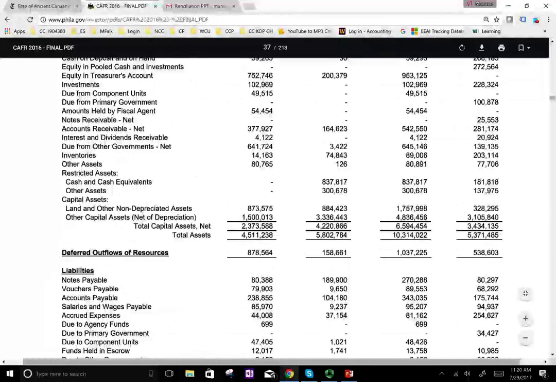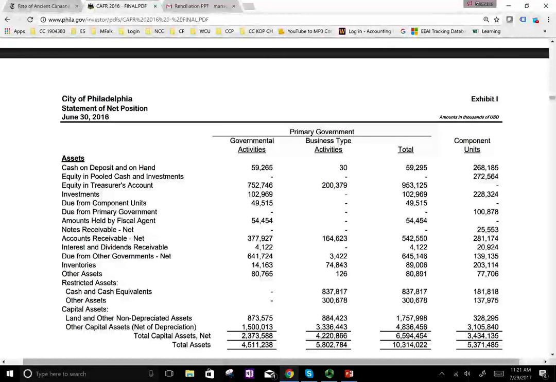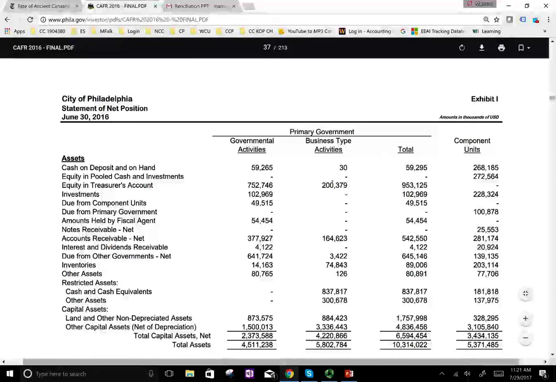So we're going to have a governmental column, and we're going to have a business type column. The business type column here is the enterprise fund. Then we're going to have the total. Then we're going to have something called component units, which we have not covered yet. We'll cover later. But this is what we're going to be looking at.